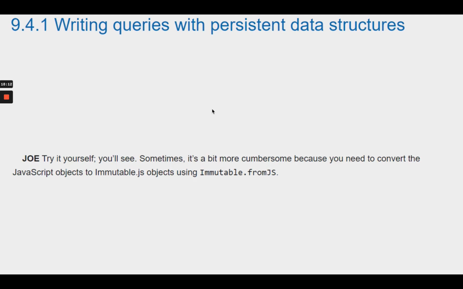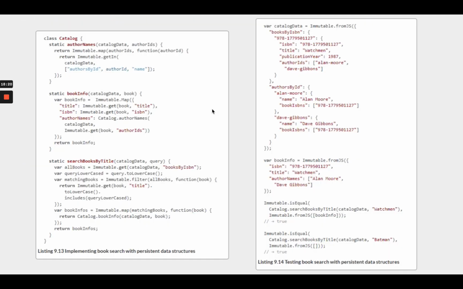Sometimes it's a bit more cumbersome because you need to convert the JavaScript objects to immutable.js objects using immutable.fromJS. Theo copies and pastes the snippets for the code and the unit tests of the search query. Then he uses his IDE to replace the underscore with immutable. When Theo executes the tests and they pass, he is surprised but satisfied.